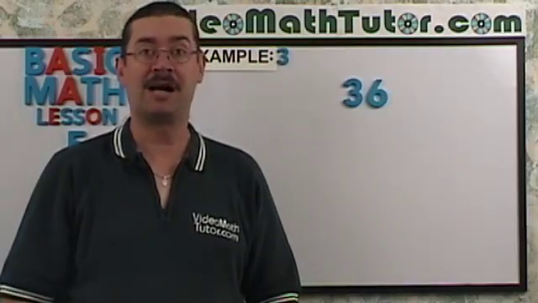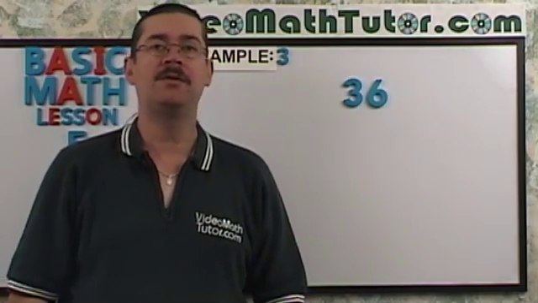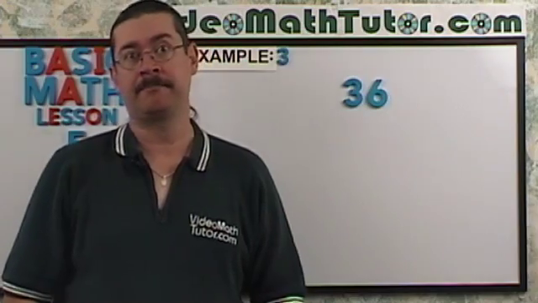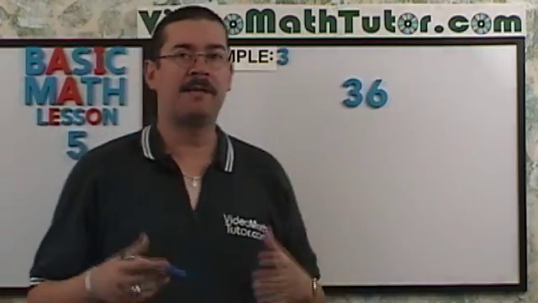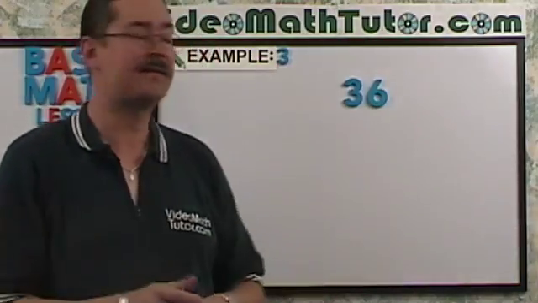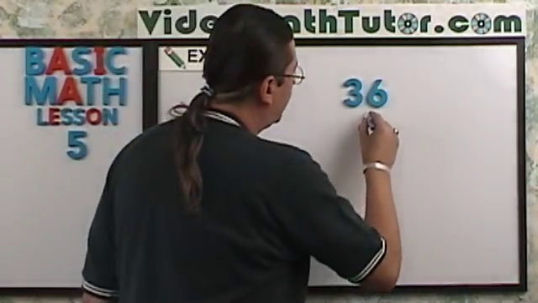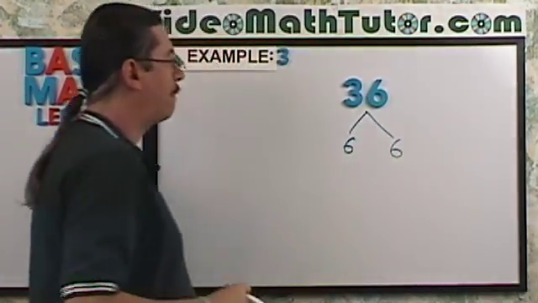Now I'd like to find the prime factorization of 36. To help me, I'm going to do something that's called a factor tree. Here's the procedure. I think of a couple numbers I'll multiply to give me 36. And there's lots of things. Well, the first that comes to mind is 6 times 6. So I'm going to branch out here and go 6 and 6.